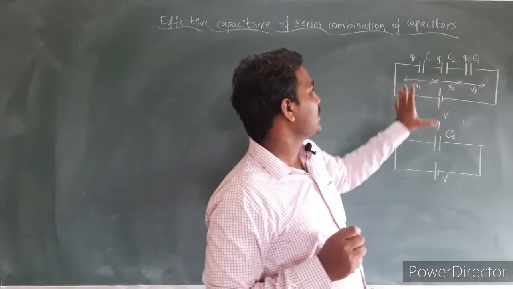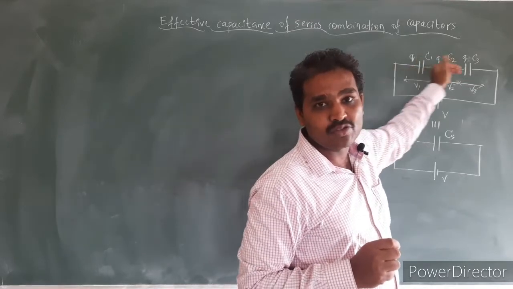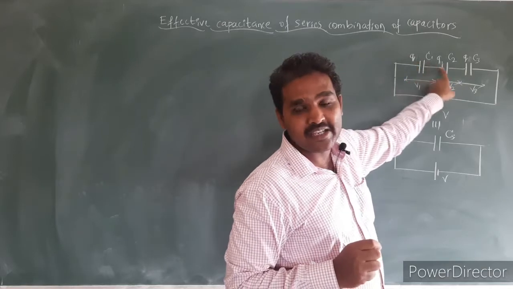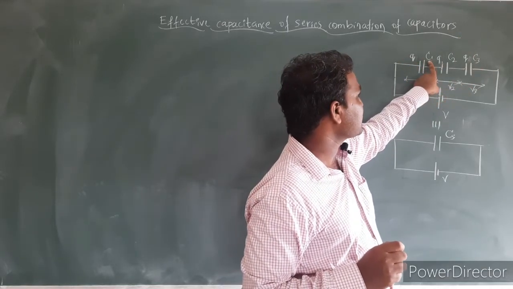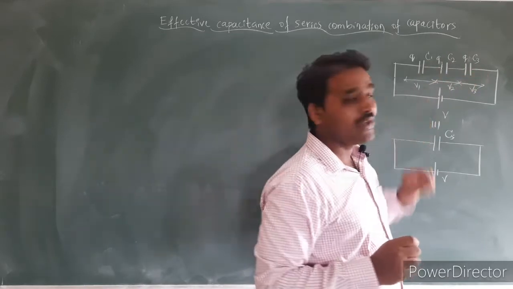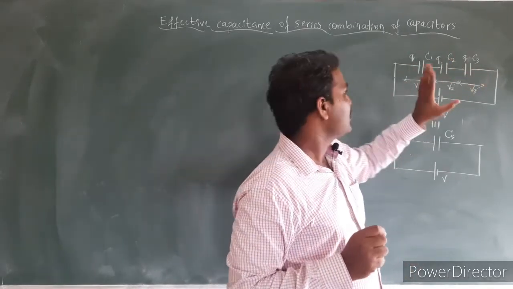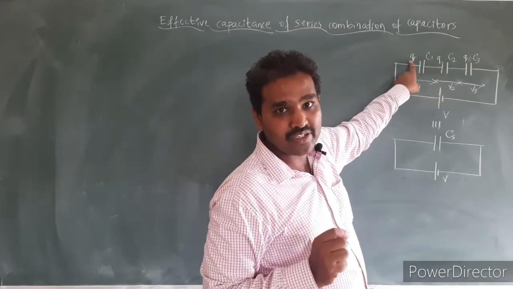We know that whenever capacitors are connected in series, the same current flows through all the capacitors, and the charge stored in each capacitor is the same here. So in all the three capacitors C1, C2 and C3, we have the same magnitude of charge stored. That charge stored in each capacitor, let us consider it as Q here.